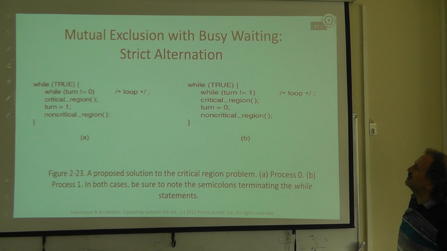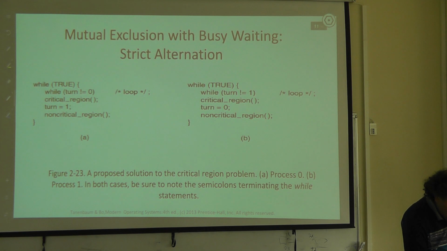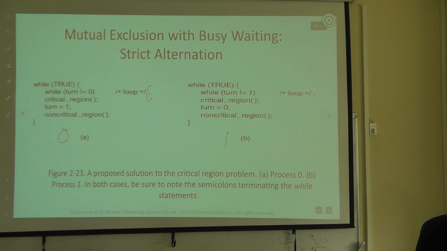So I have 2 processes here running this loop. It is almost the same, only the process numbers are different. See, there is an infinite loop. It says that if this is process number 0, and this is process number 1, if the variable turn is not 0, then infinite loop.